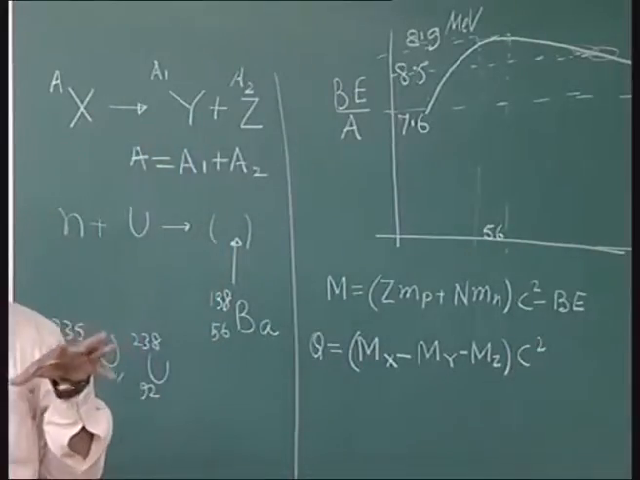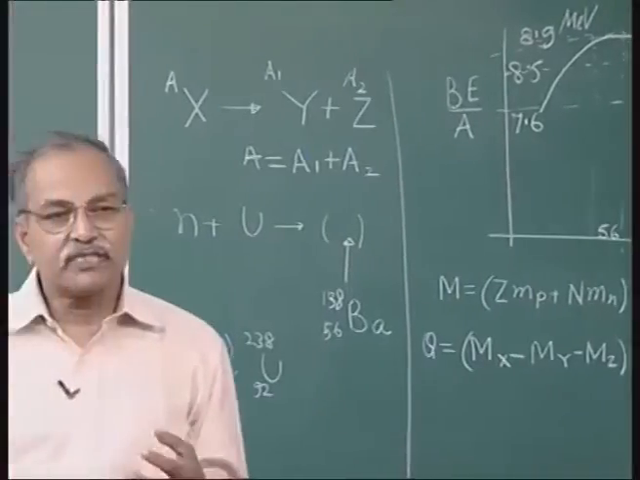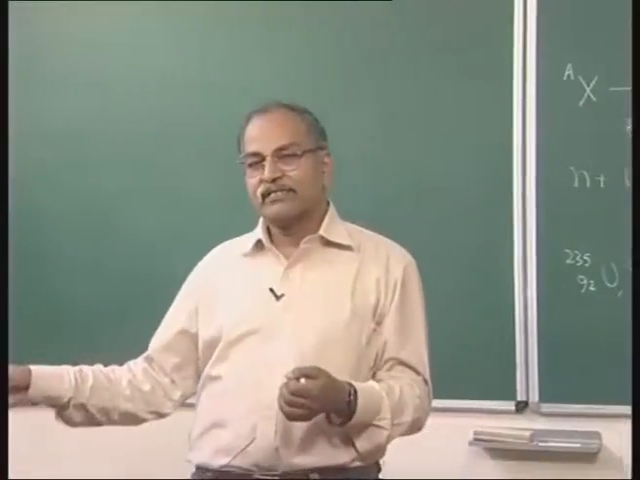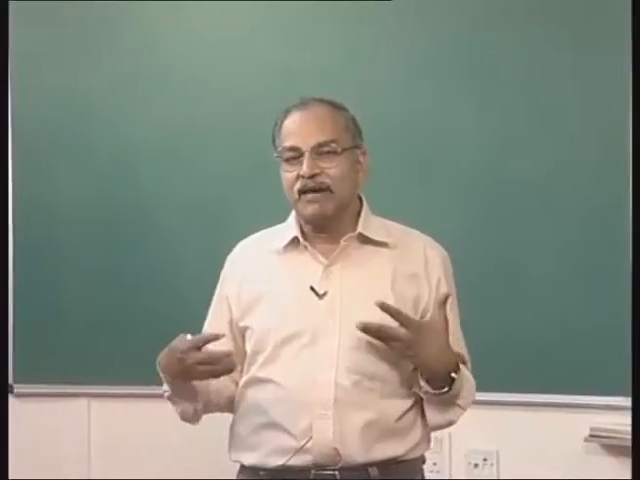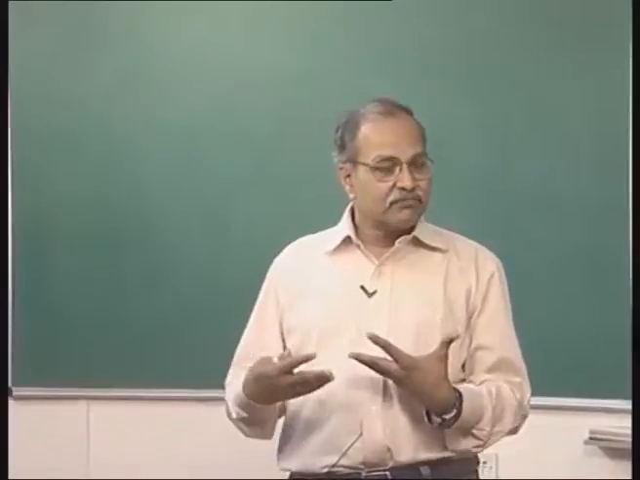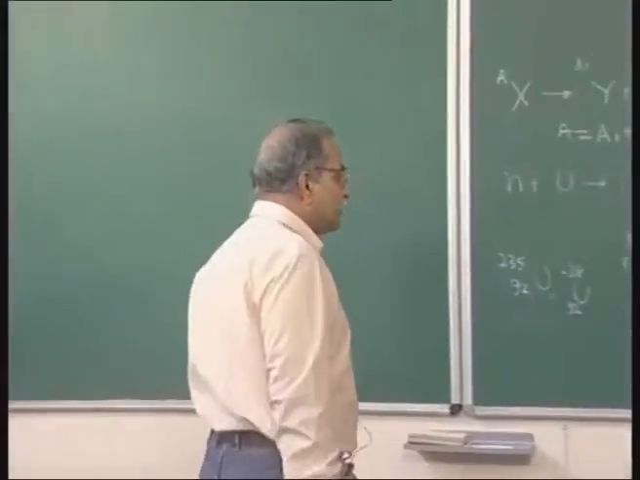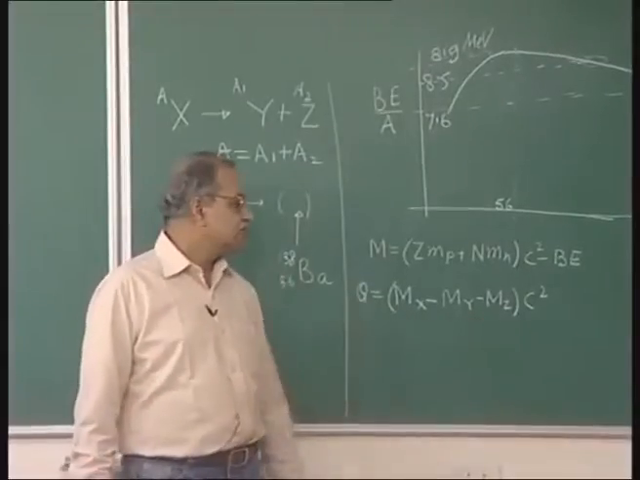So, this Q value is, if you have a reaction, how much rest mass decreases in that reaction. So, that is the Q value, that is the energy made available. So, rest mass has gone down, so that much energy has been made available. So, that is Q value, initial mass minus final mass times c square.